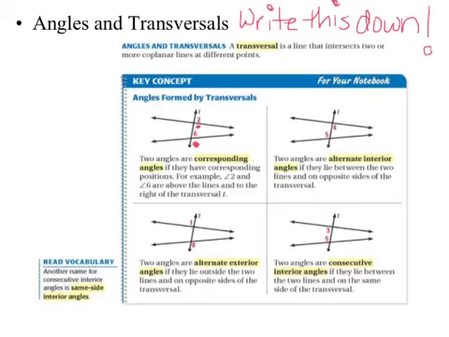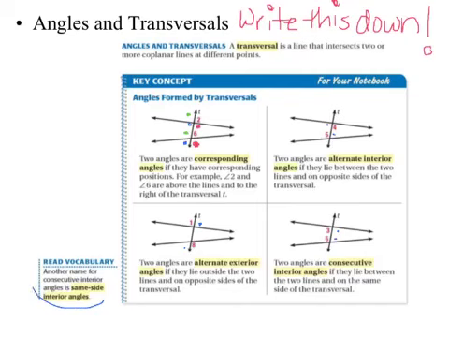Review again. Two angles are corresponding if they have corresponding positions. So it's to the right of the transversal and above, to the right and above, or to the right and below, like that one, and to the right and below. Or you could even put one over here. You can put to the left and above, and to the left and above, or to the left and below, and to the left and below. Those are all considered corresponding angles. Just like these would be alternate interior to each other, or these would be alternate exterior, or these would be consecutive, okay?